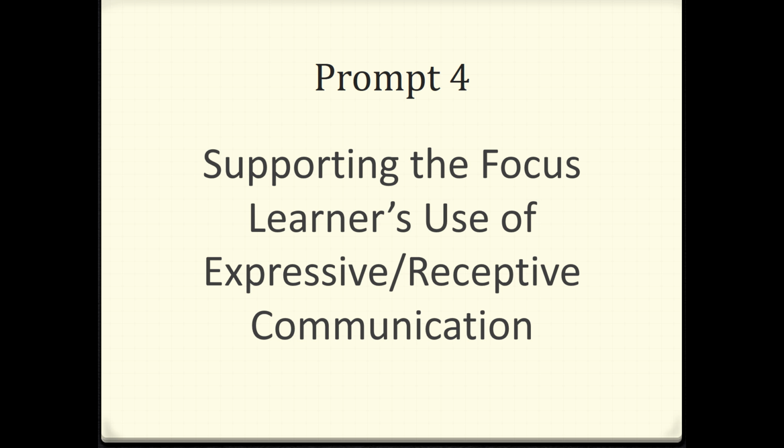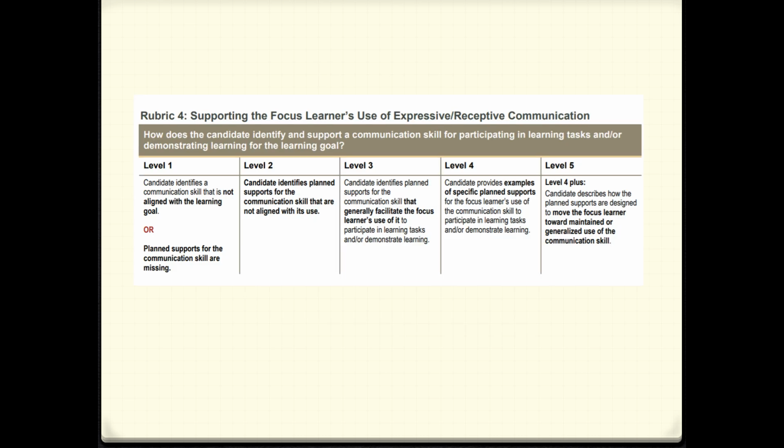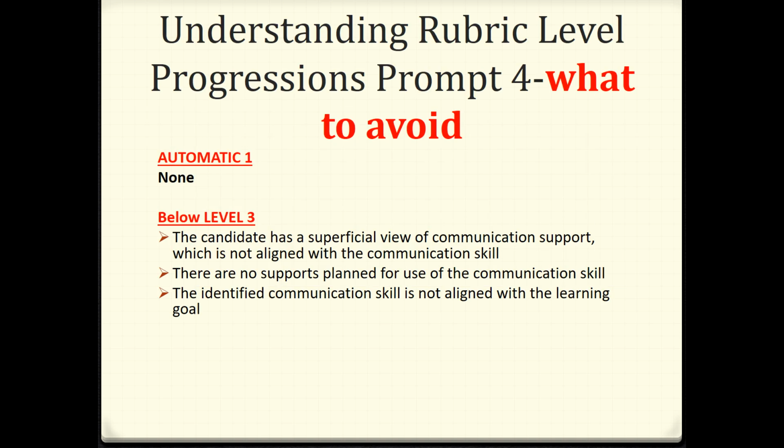Prompt 4, supporting the focus learner's use of expressive and receptive communication. Understanding rubric level progressions for prompt four, what to avoid. There's no automatic one. Below a level three means the candidate has a superficial view of communication support, which is not aligned with the communication skill.